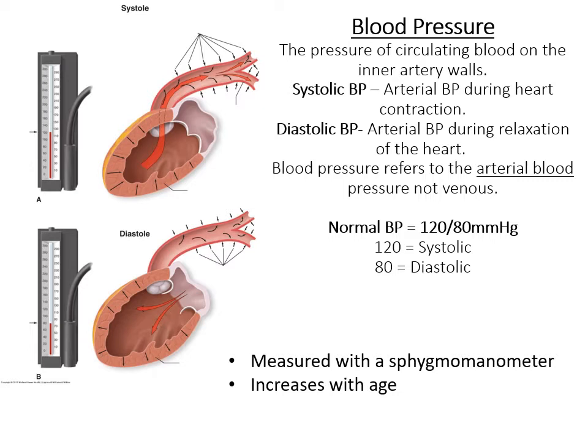So blood pressure is the pressure of the circulating blood on the inner arterial walls, the pressure that the blood exerts on the inner arterial walls. That's what blood pressure is defined as. Systolic blood pressure is the arterial blood pressure during a heart contraction or during systole. Diastolic blood pressure is the blood pressure during relaxation of the heart, diastole.